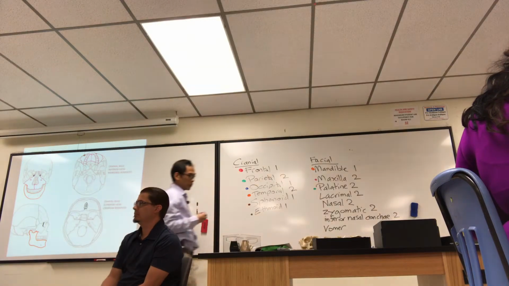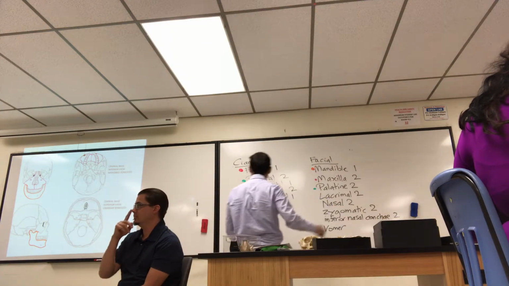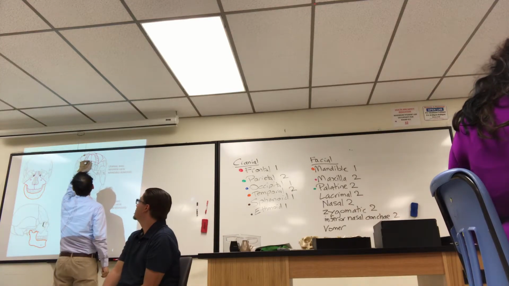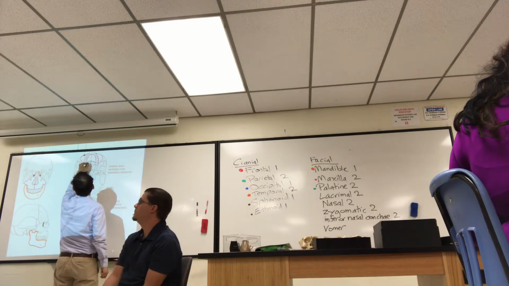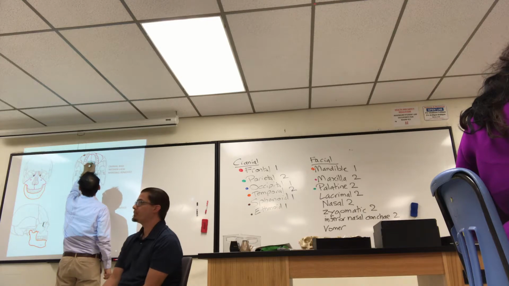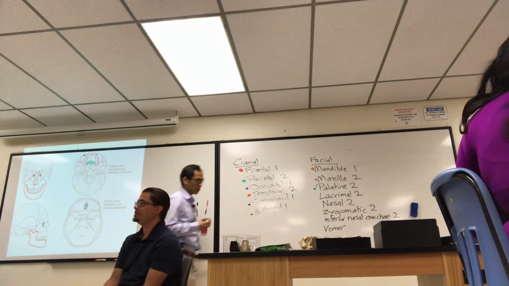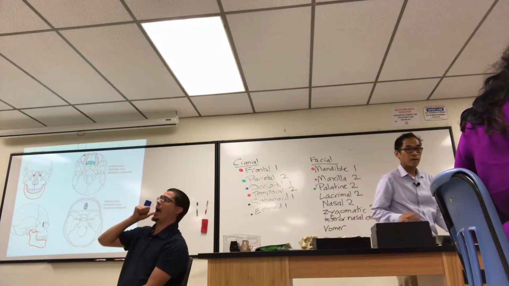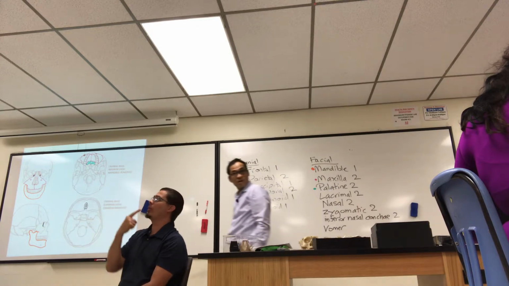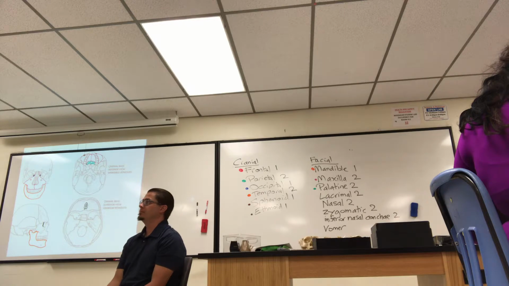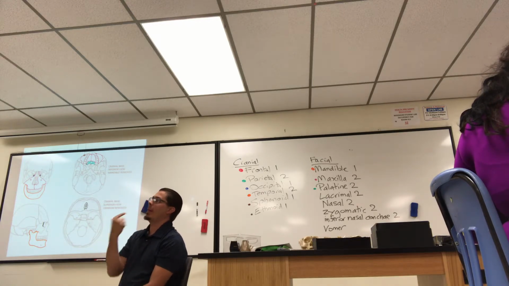So for palatine, I chose green. I'll stick to that. So that's the palatine bone colored in green. It's like the posterior 1/3 roof of your mouth. There it is.